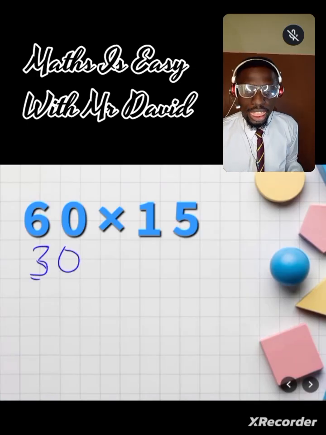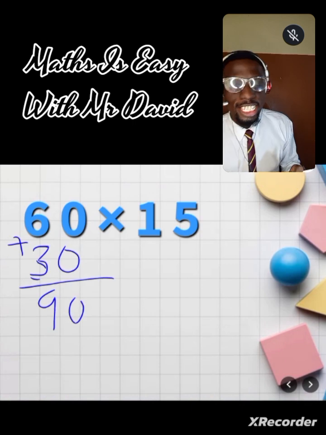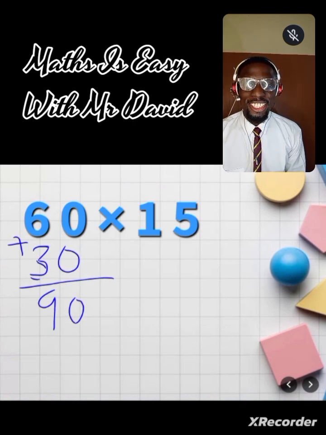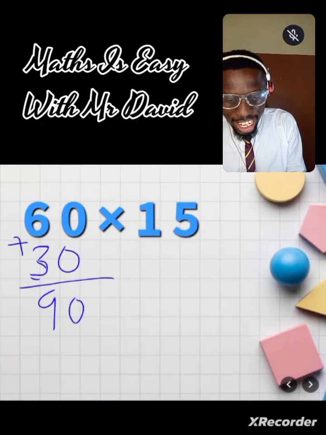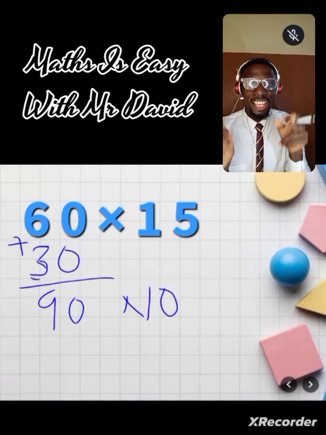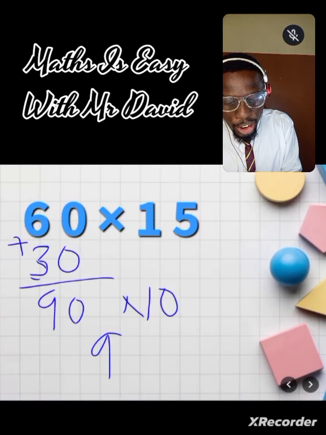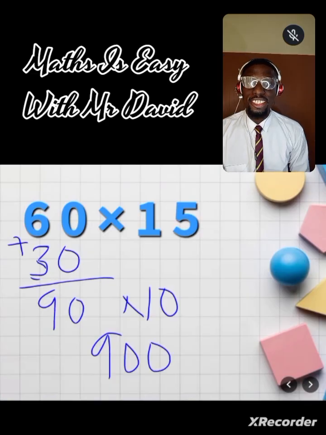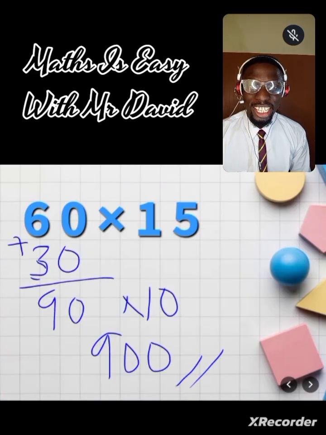Then add the two of them together. 60 plus 30 is going to give you 90. All right, then what do you do next? The next thing you do is multiply that number by 10. You know that multiplying by 10 is the same thing as adding a 0 to the back of the number. So this will simply be 900. And you can see that's the answer to the question. 60 multiplied by 15 is 900, and that's actually fast.